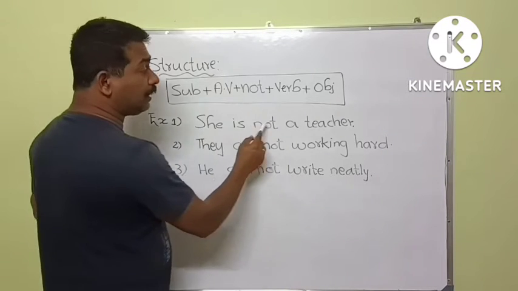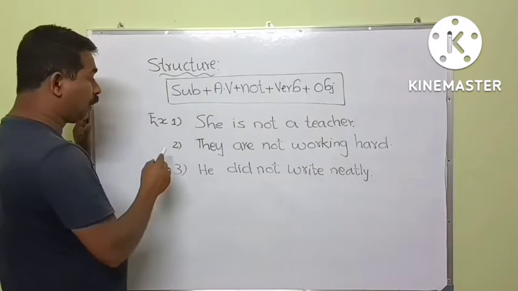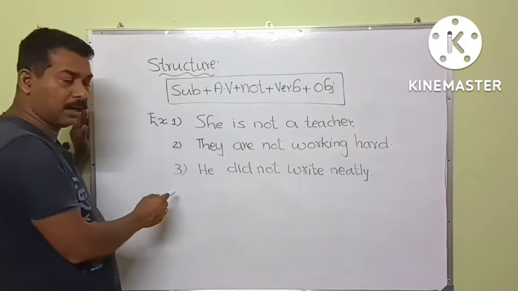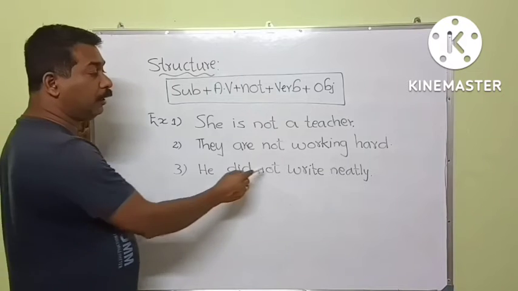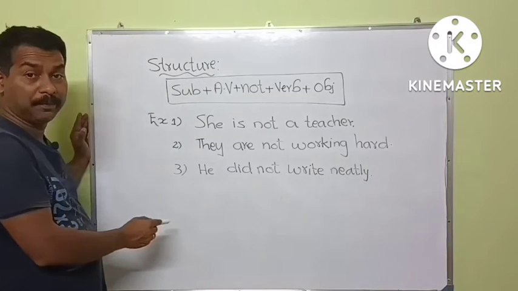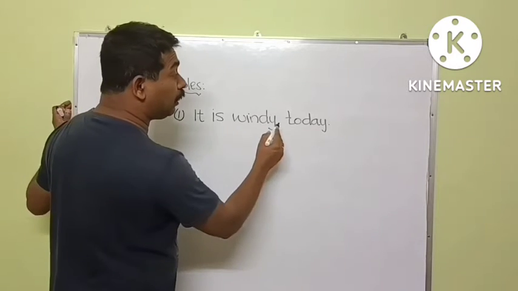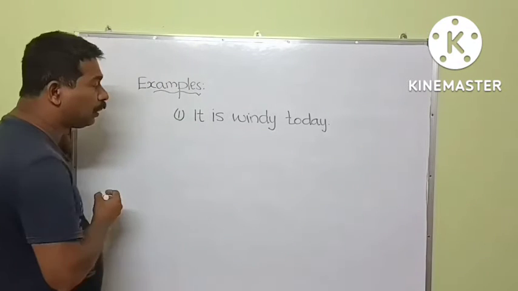Example number 1, she is not a teacher. Example number 2, they are not working hard. Number 3, he did not write neatly. Examples. Question number 1, it is windy today.